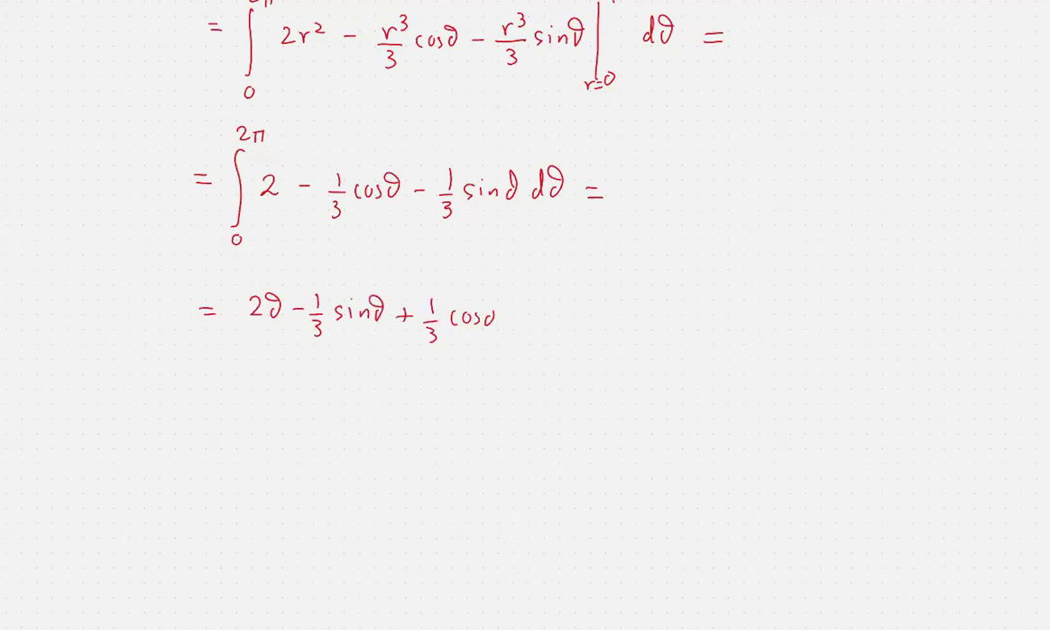Now, things here are especially simple. Think about it this way. First of all, sine of 0 and sine of 2 pi are both 0. As for cosine of 0 and cosine of 2 pi, they're both 1, so when you subtract them, you get 0. So the only contribution that you get for this difference is really from the term 2 theta. So it's 2 times 2 pi, which is 4 pi, minus 0, which is 4 pi. And 4 pi is the volume of this solid.